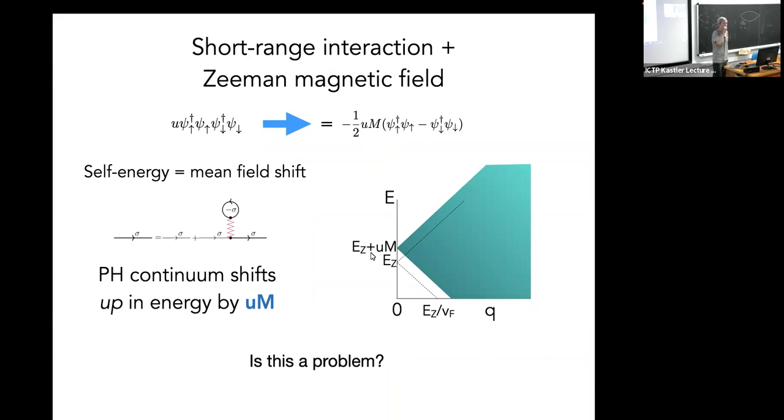There was a question. It shouldn't be linear, so it's linear for small Q, but no, it's for the ease of drawing. Yes.